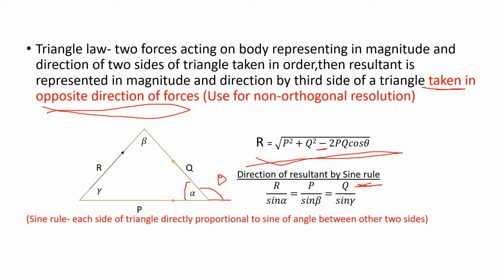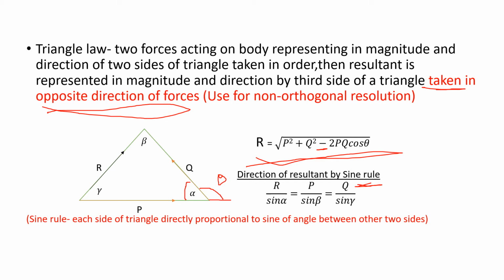What is the sine rule? Each side of a triangle is directly proportional to the sine of the angle between the other two sides. That is, the P force is in proportion with the sine of angle beta. Here I have plotted, the Q force is in proportion with the sine of angle gamma, and the resultant is in proportion with the sine of angle alpha. That's simple. That is how we found the angle of the resultant. So hope you got the two laws. First is the parallelogram and second is the triangle. Let's see what's next.